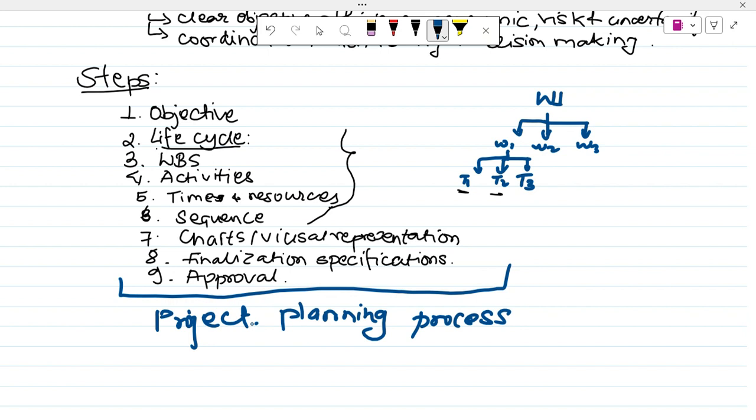Now we have to deal with project scheduling. I think this is a very short video about process planning. Scheduling is the sequencing order of the activities. This will be done later in further sessions. Thank you.